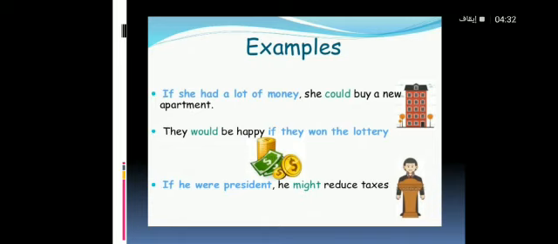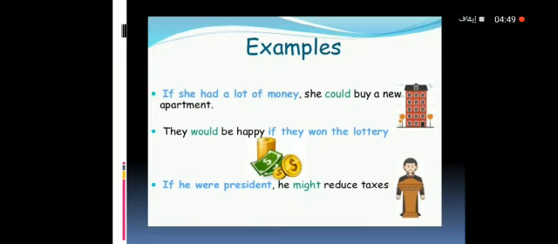As I told you, we can use modals here. It's not necessary to use would. No, you can use other modals, but in the past form. She could buy a new apartment. And after modal verbs, we use base verbs.